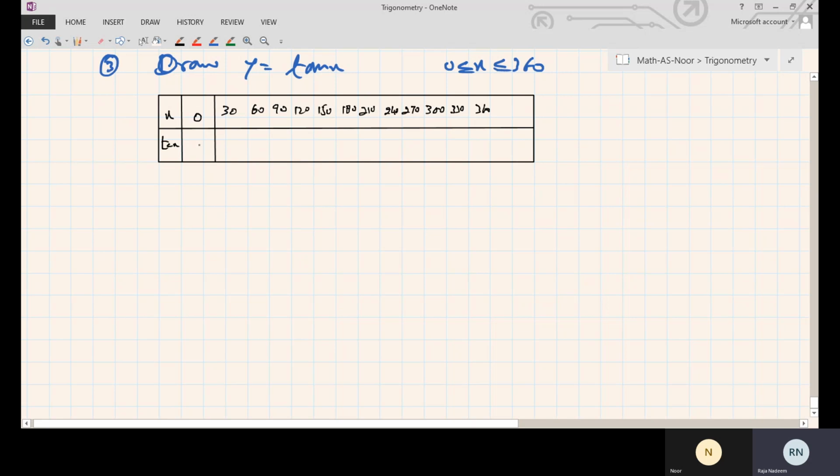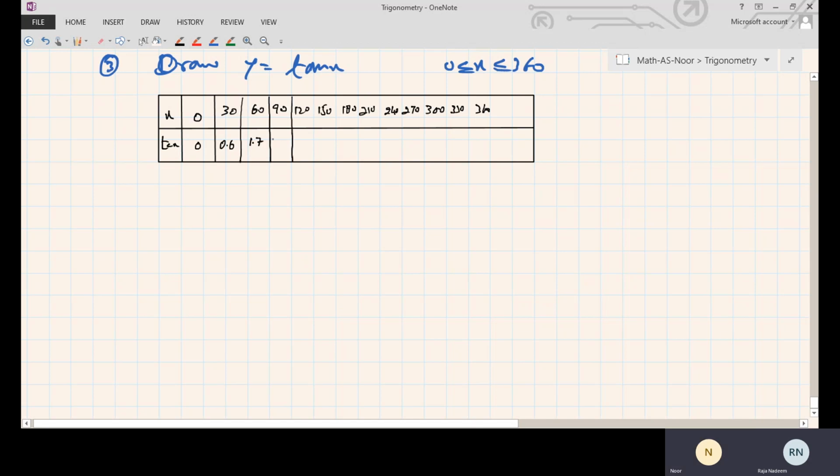All right, so tan 0 will give you 0. Tan of 30, now I need your help. Tan of 30 would be 1 over root 3, and the decimal part of it is 0.57. Up to one decimal place we take 0.6, and tan of 60 is root 3, 1.73, 1.7. And what is tan 90?